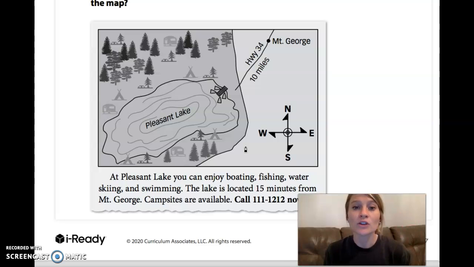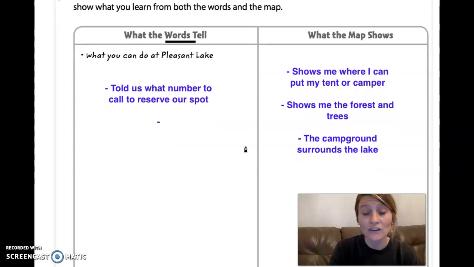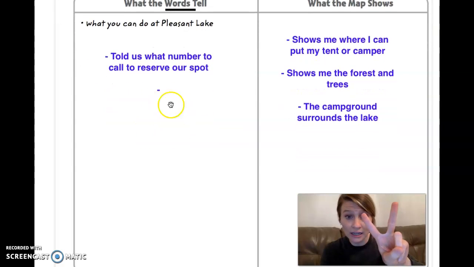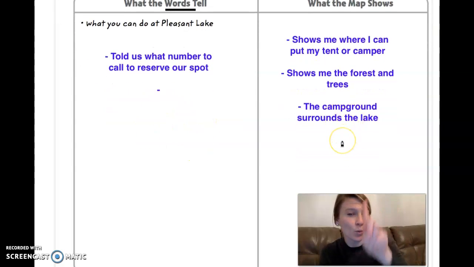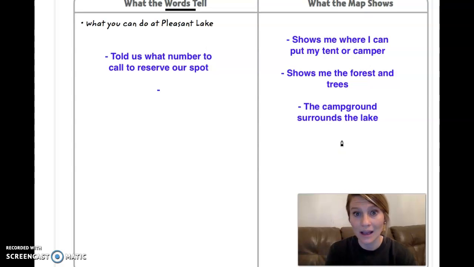When we as readers are reading any type of nonfiction story that has a text feature, especially a map, we have to see how that map and the text connect together to help us as readers grow and learn more about the story. So you guys are going to finish this, have 2 more here for words, and see if you can come up with one more way the map shows you, okay? And that's all you have for your reading today.